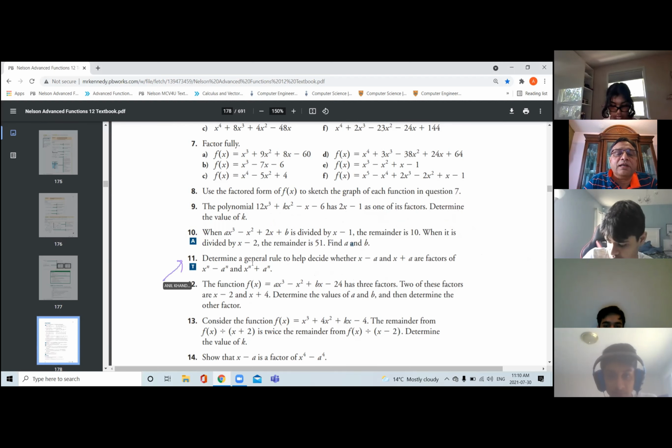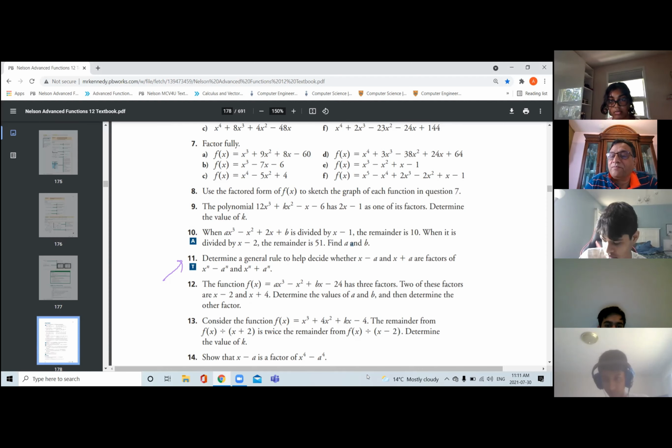Let's look into question number 11. Vishruta, can you please read the question? Determine a general rule to help decide whether x minus a and x plus a are factors of x to the power of n minus a to the power of n and x to the power of n plus a to the power of n. Correct. How will you figure it out? General rule means what? n could be positive, even or odd.